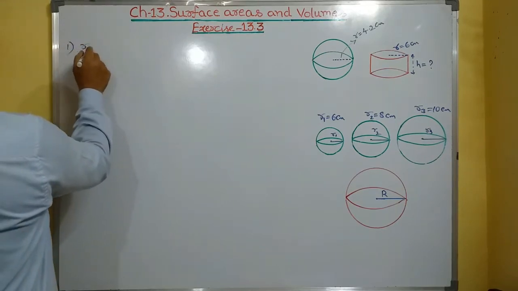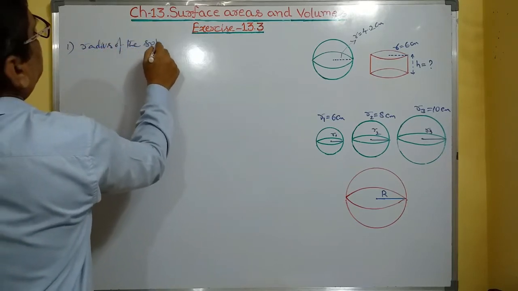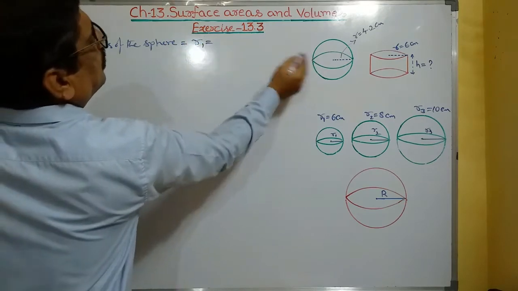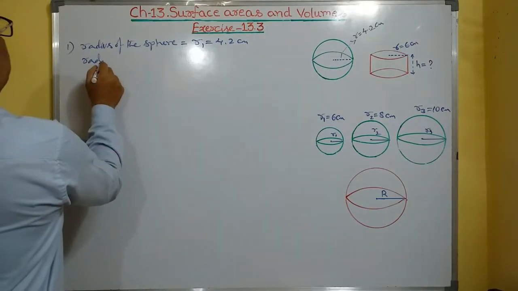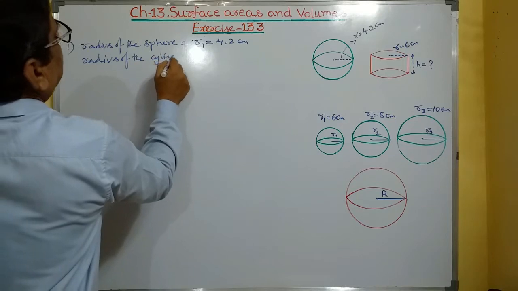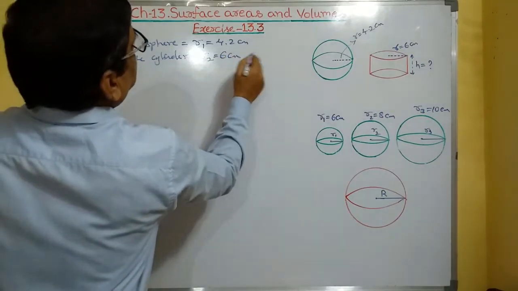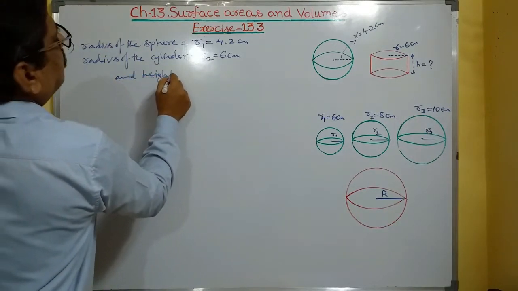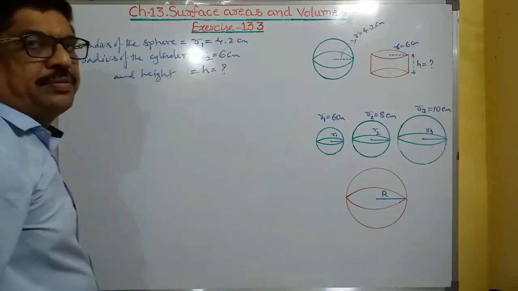That is, what is the radius of the sphere? Let us take it as R1. R1 is equal to 4.2 centimeters, and the radius of the cylinder R2 is given as 6 centimeters, and the height of the cylinder H is equal to question mark, we need to find.